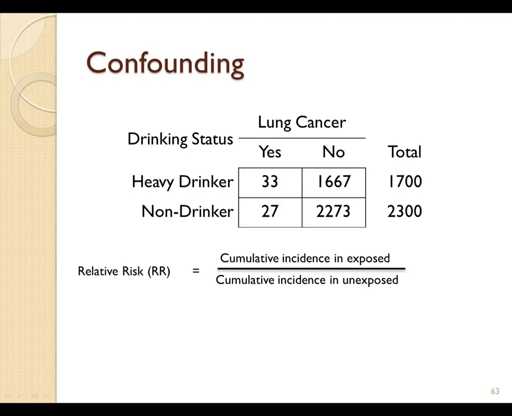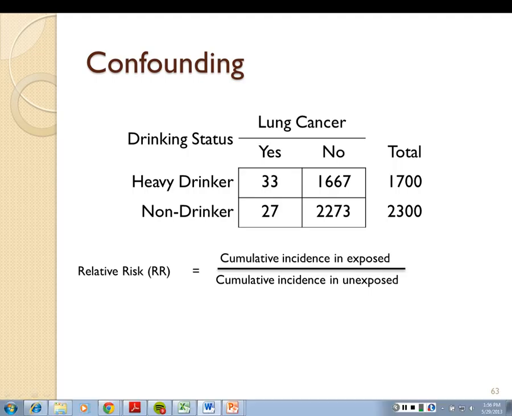Let's take a look at confounding bias using the lung cancer and alcohol example. I think the concept becomes much easier to understand when you see it in action. We'll start with the traditional 2x2 table with the disease, lung cancer, and exposure, drinking. As we've discussed previously, the relative risk is calculated by finding the cumulative incidence in the exposed, here the incidence of lung cancer in those who are heavy drinkers, and dividing by the incidence rate in the unexposed, the incidence of lung cancer in the non-drinkers.